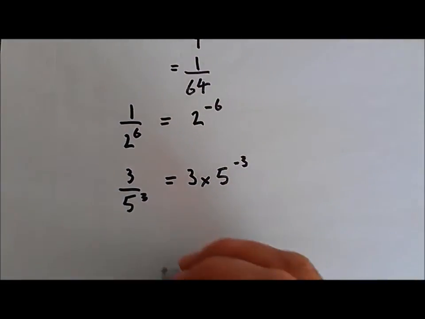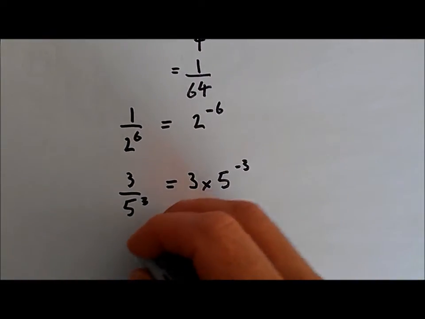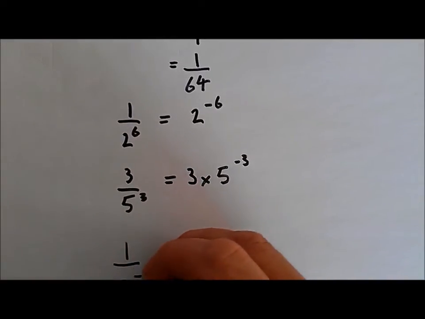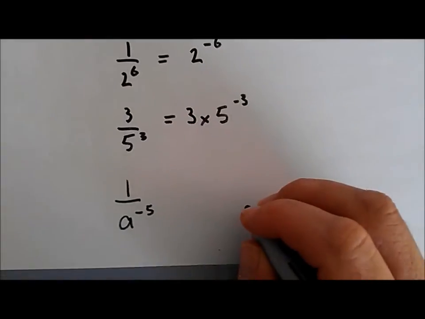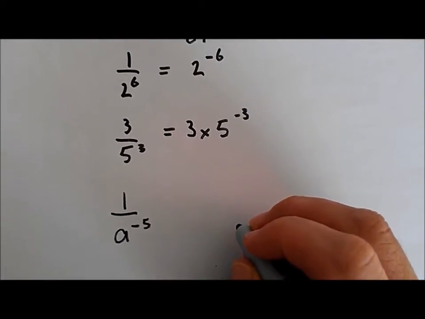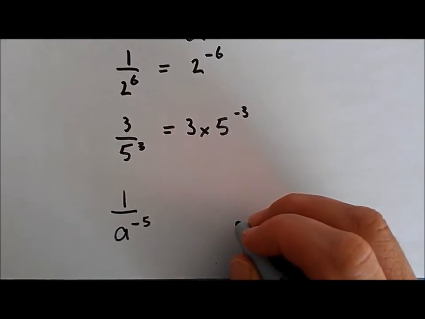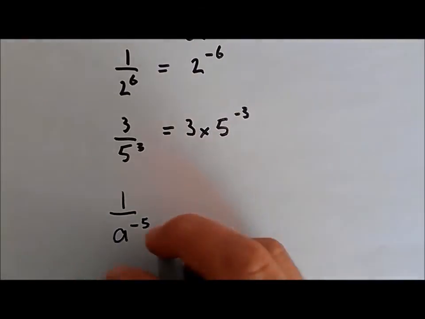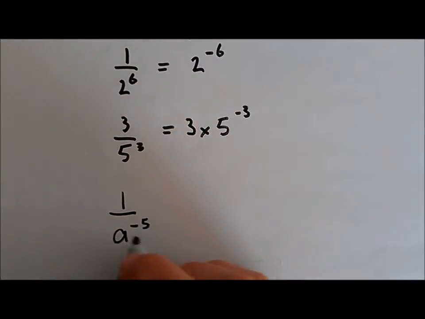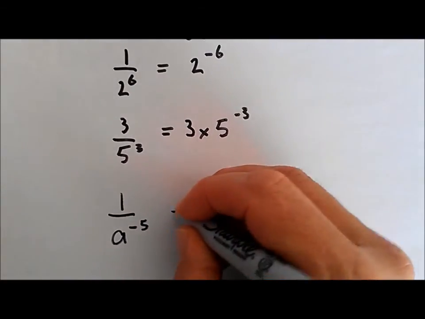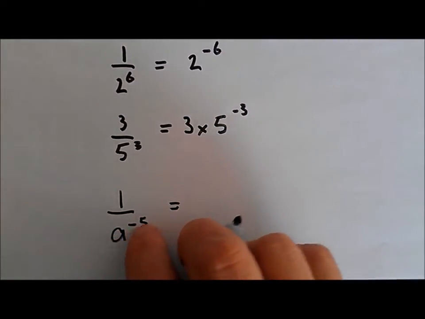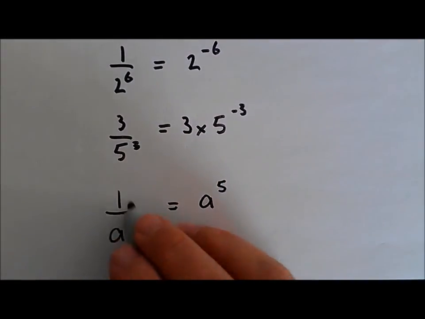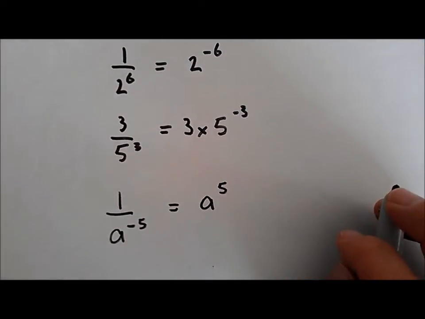Here's a slightly harder one. If I had 1 over a to the negative 5, and I want to write it without negative indices, then I'd be thinking again of this two-story building, pressing the button, the negative sign, and changing floors. So press the button, that brings it up to the top. It becomes a to the 5. 1 over a to the negative 5 is a to the 5.